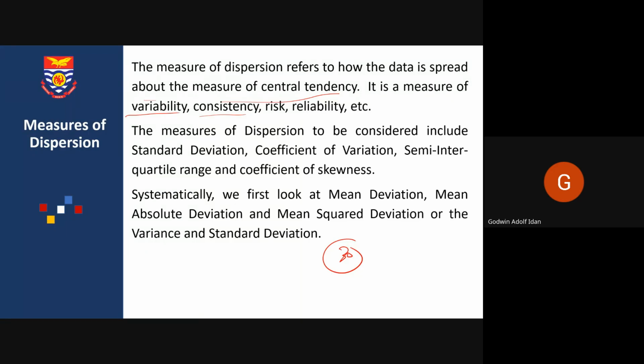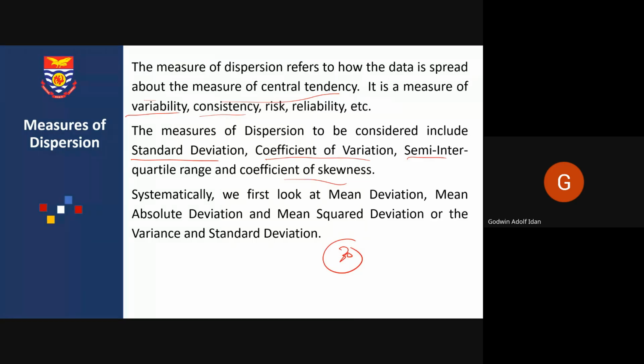And this is the dispersion. It ranges from computing the standard deviation, coefficient of variation, the variance itself. We have a whole lot of them: semi-interquartile range, the coefficient of skewness and the rest, a lot of them. But let's just focus on the computation around the standard deviation.